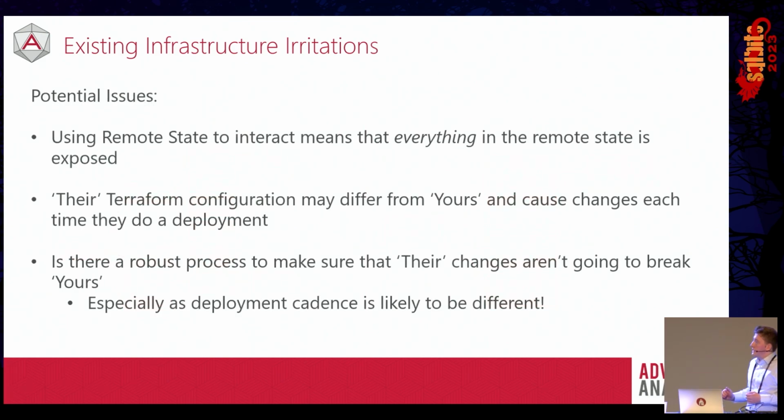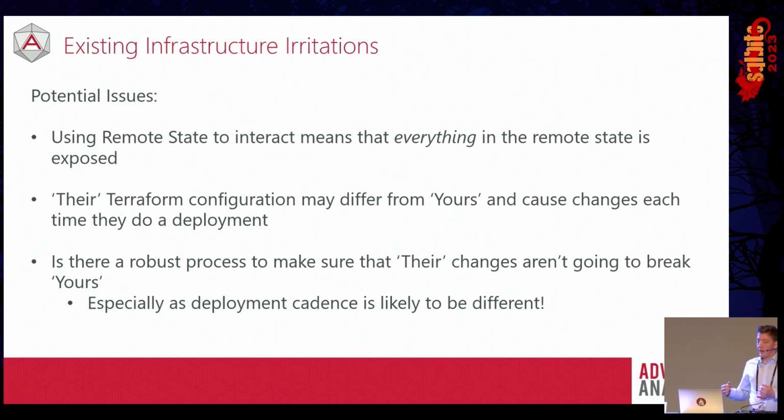First off, it's tempting to try to use Terraform's remote state functionality to interact between the child configuration, the smaller one, and the parent. That's not going to work because it means that you're exposing absolutely everything in that parent configuration to the child, even things that aren't going to be relevant. Their Terraform configuration may also differ from yours. Their configuration is going to try and keep the infrastructure that's been deployed consistent with them, and if that's different to your definition, you'll find yourself in a game of cat and mouse. You change something, and then when they deploy, they change it back, and you go round and round and round, which isn't great.